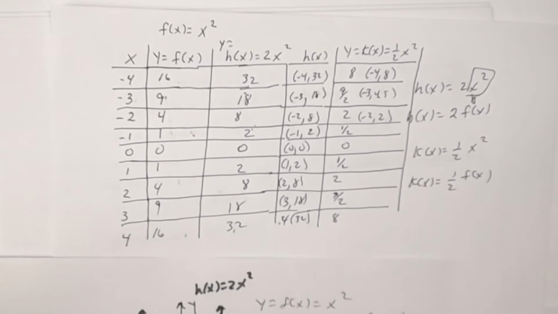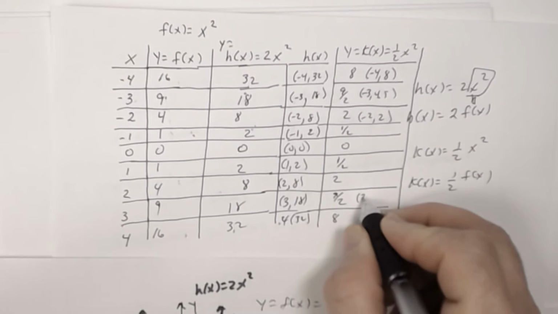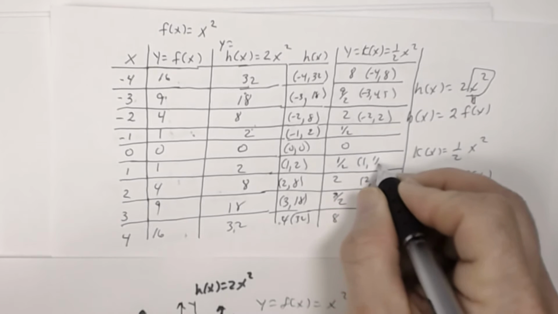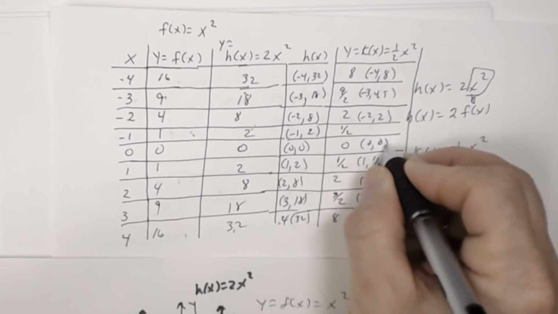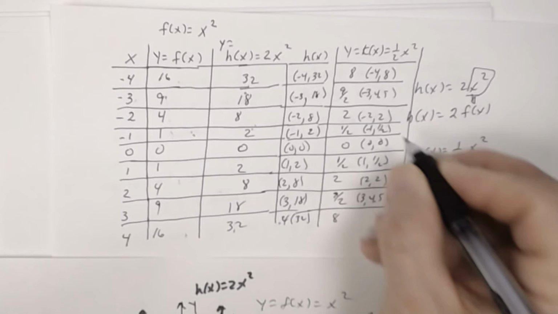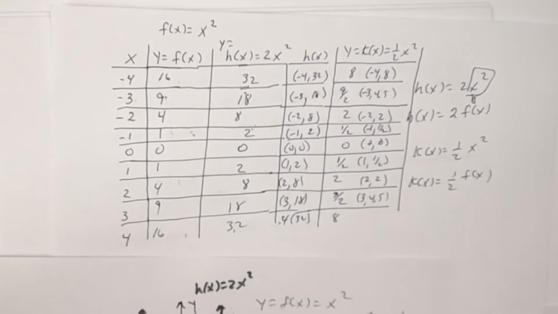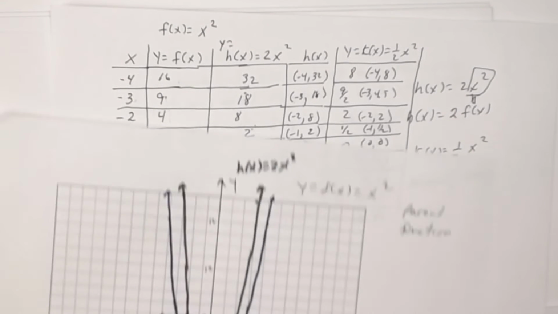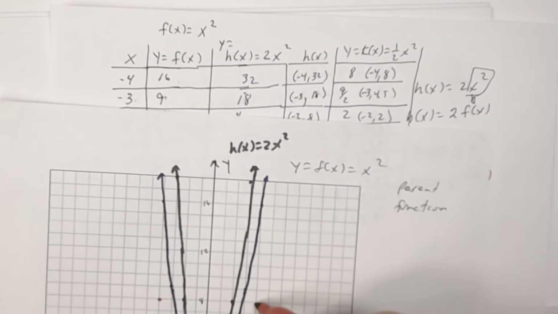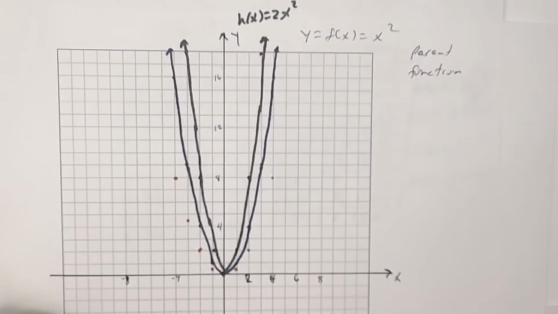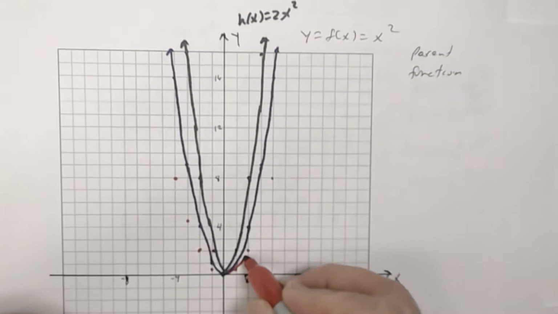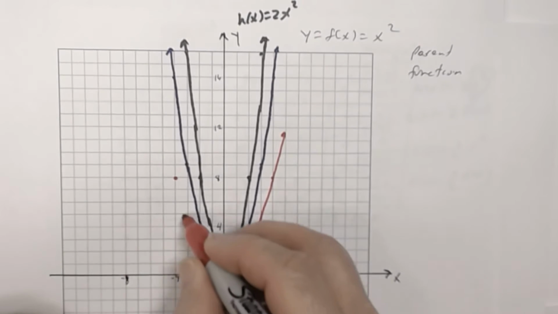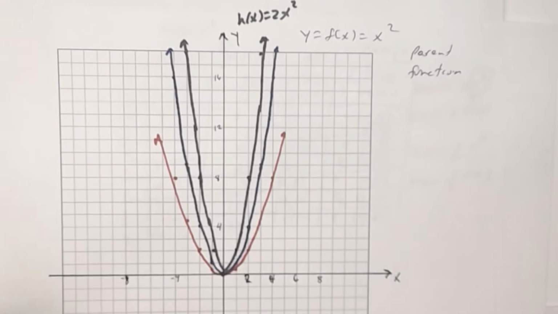And then the next one was 3, 4.5. So that was 2, 2. 1, 1/2. 0, 0. Negative 1, 1/2. All right, and then the last one is 4, 8. And so 4, 8 is right here. And so that graph is going to look like this. Okay? All right, so that's that graph.